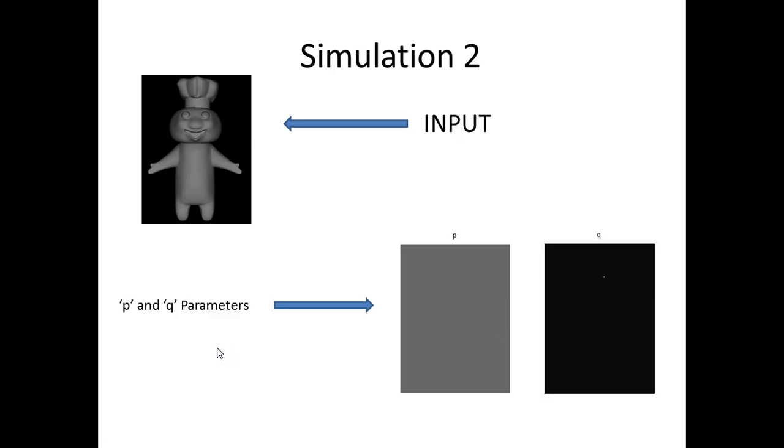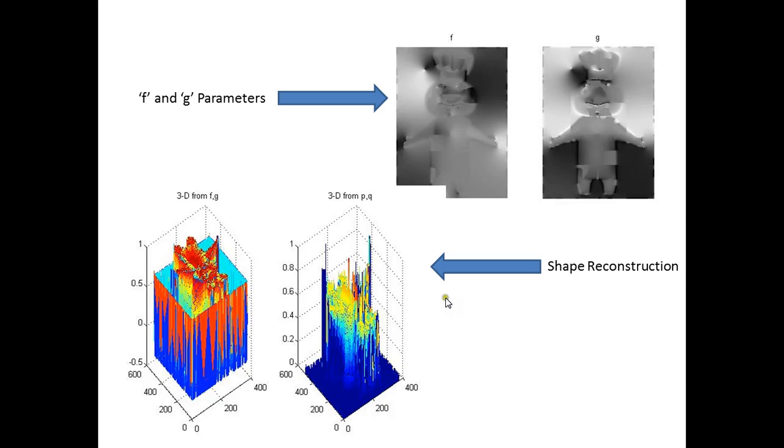Moving on to the second simulation, we have a somewhat humanoid object, non-regular in shape, but satisfying all other assumptions mentioned in this project. This object produces a 2D shading image which varies in grayscale, as can be observed here. After running the simulation, we obtain the P and Q parameters. You can see the P and Q parameters obtained after the simulation is run. Also, the F and G parameters for the same are obtained.